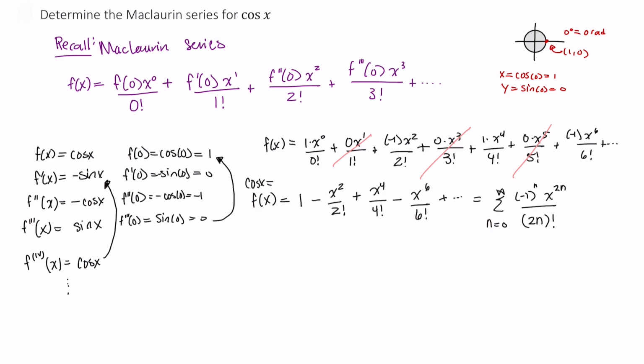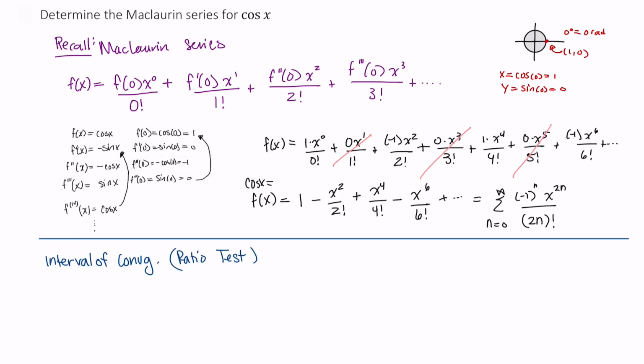Okay, let's determine the interval of convergence. And for that, we're going to use the ratio test. Remember the ratio test looks at this limit as n approaches infinity of the ratio of the n plus 1 term with the nth term. And as long as that's less than 1, then we know that this series converges.